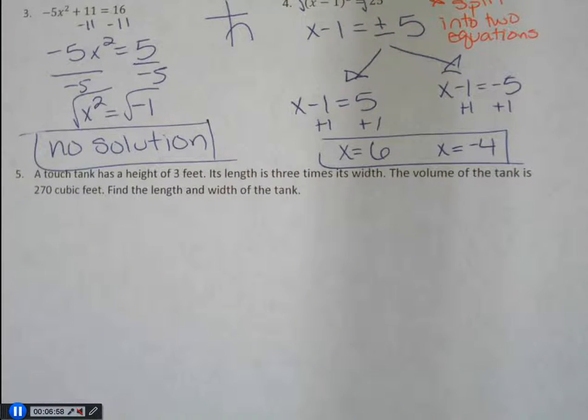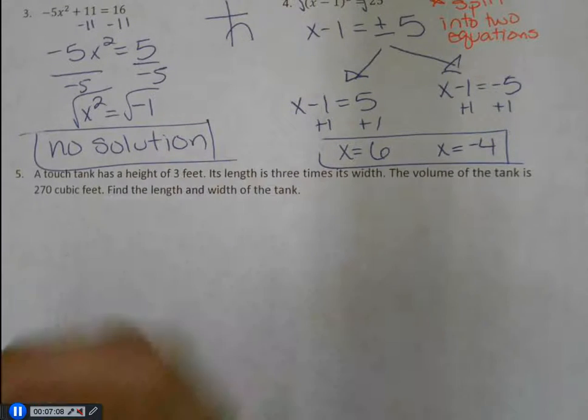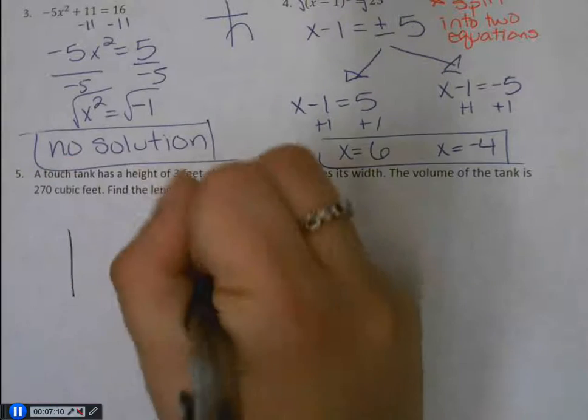Okay. So number 5 is a word problem. It says the touch tank has a height of 3 feet, its length is 3 times its width, and the volume of the tank is 270 feet. It wants me to find the length and width of the tank. But before I do that, I want to draw a picture.